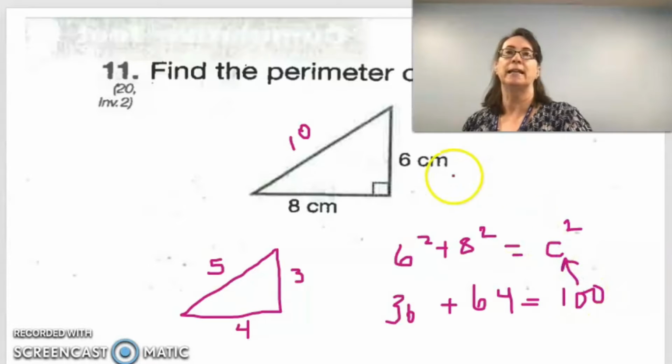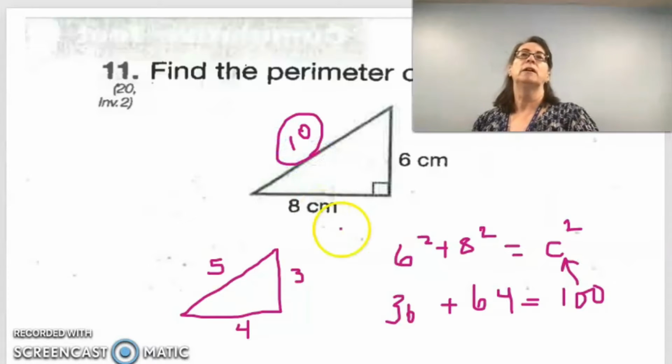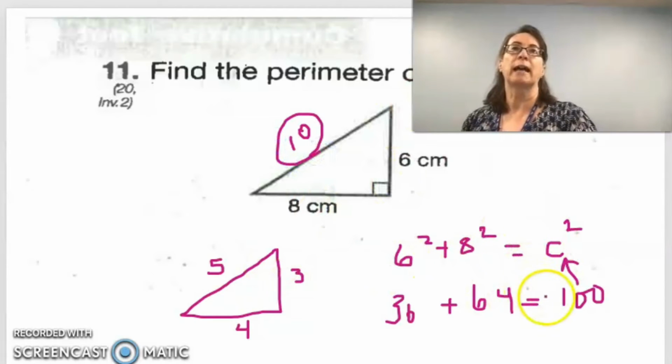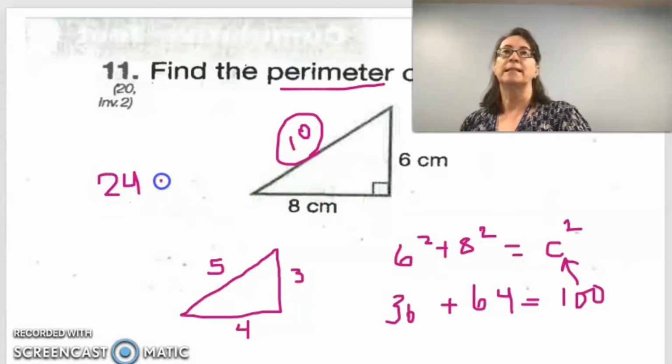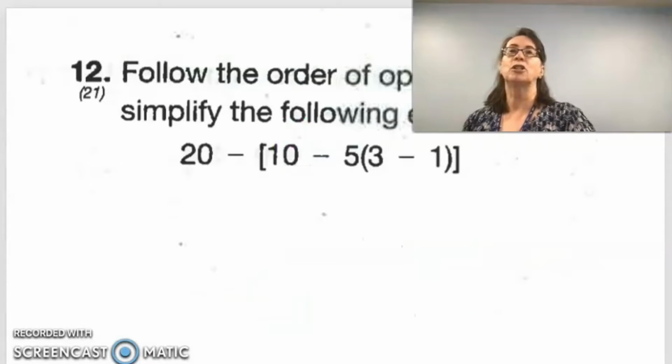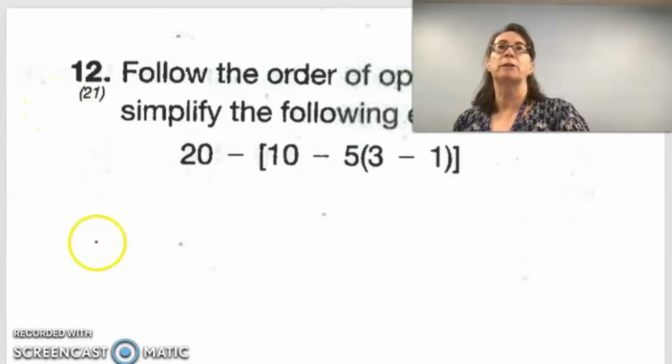So 10 is c. Whether you do it with the pattern 3, 4, 5, or with the Pythagorean theorem, you should get 10. Then the perimeter is adding them all together. 10 plus 6 plus 8 is 24, and that's centimeters. Okay. Number 2, follow the order of operations and simplify the following expression.